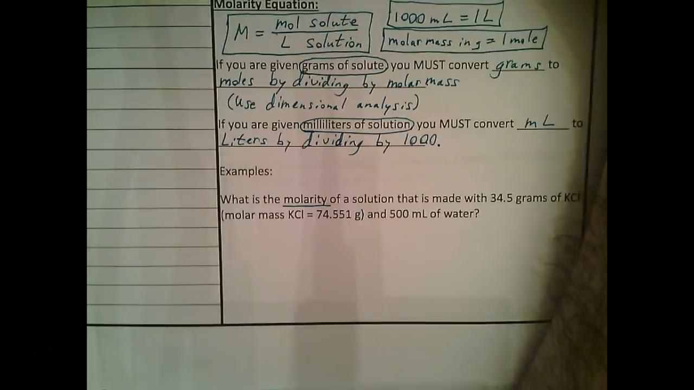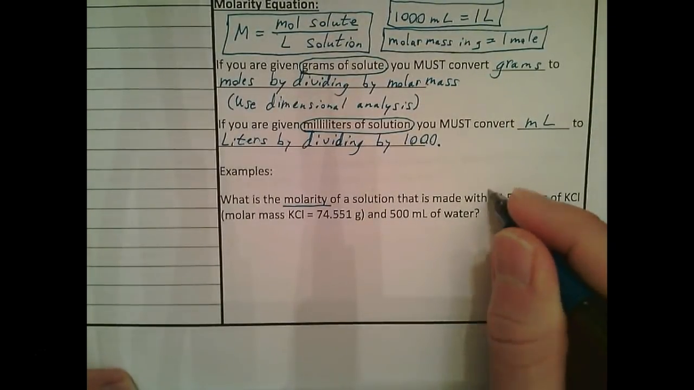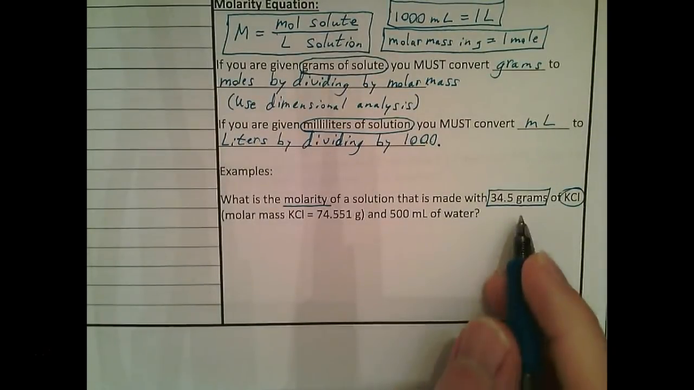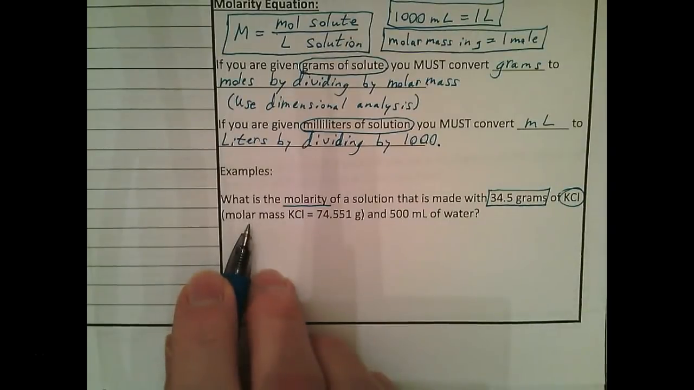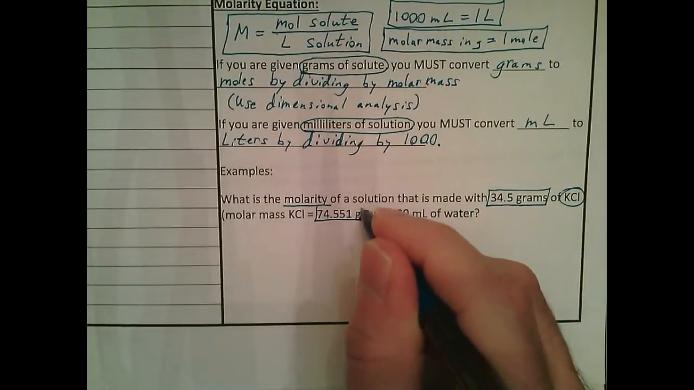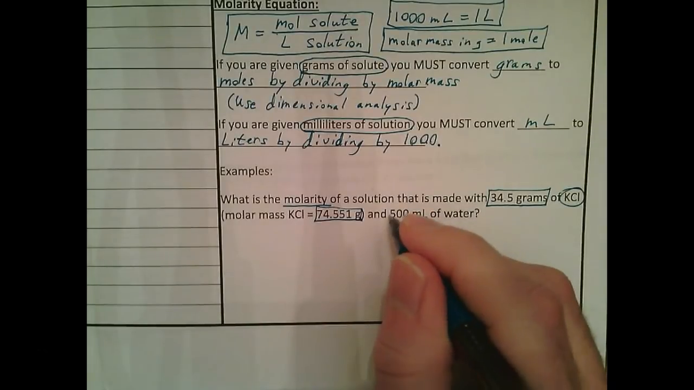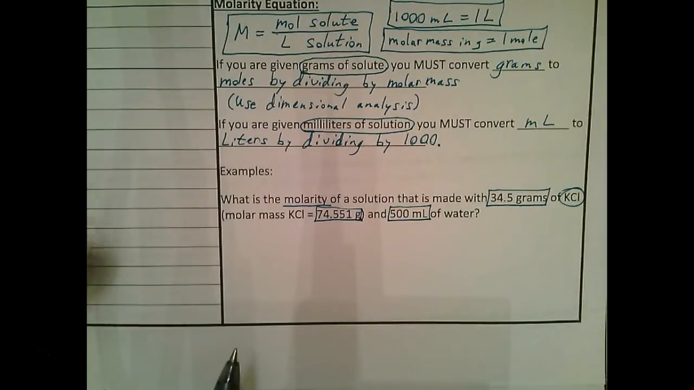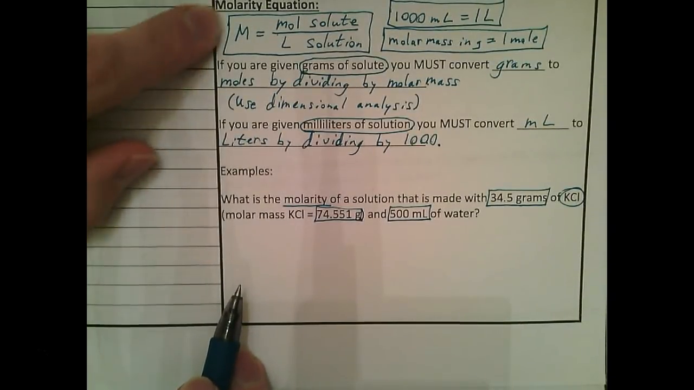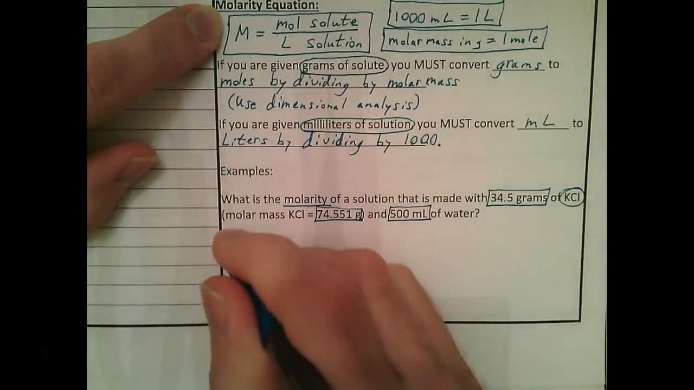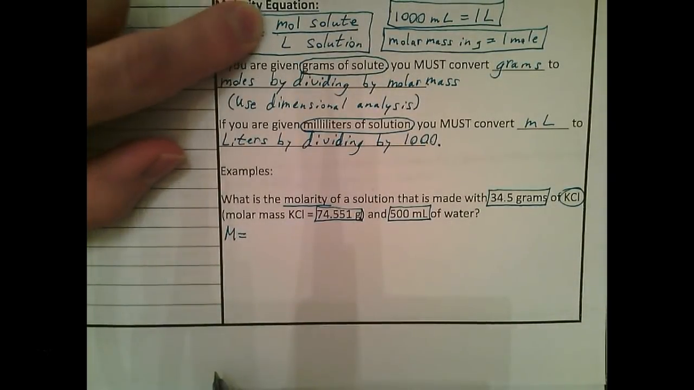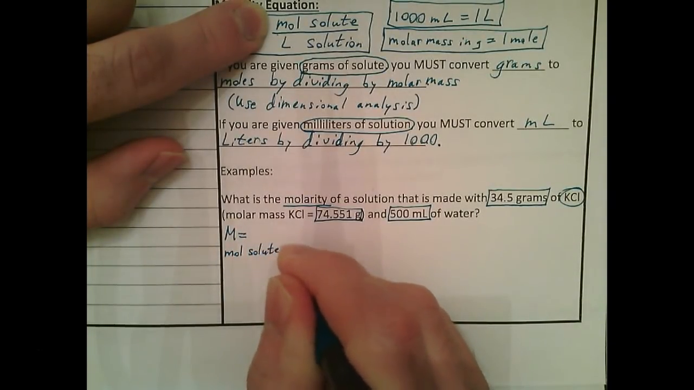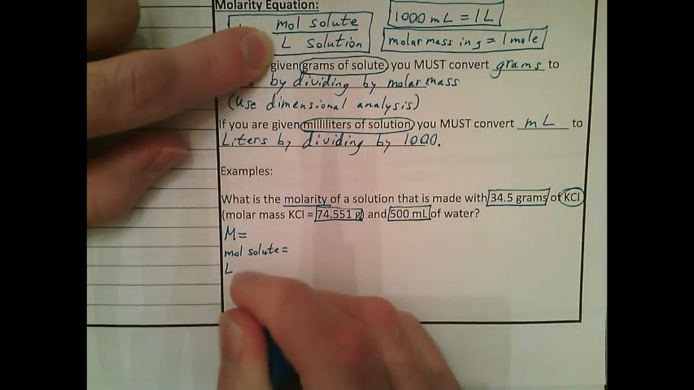Start with. Okay. It gives me 34.5 grams of KCl. That's important. Okay, so this is my mass of solute. It gives me molar mass. And then I have 500 milliliters of water. So what do you want to do? Just like we do with most equations, we're going to write down every variable that's in this equation. Capital M stands for molarity. Moles of solute. And liters of solution.